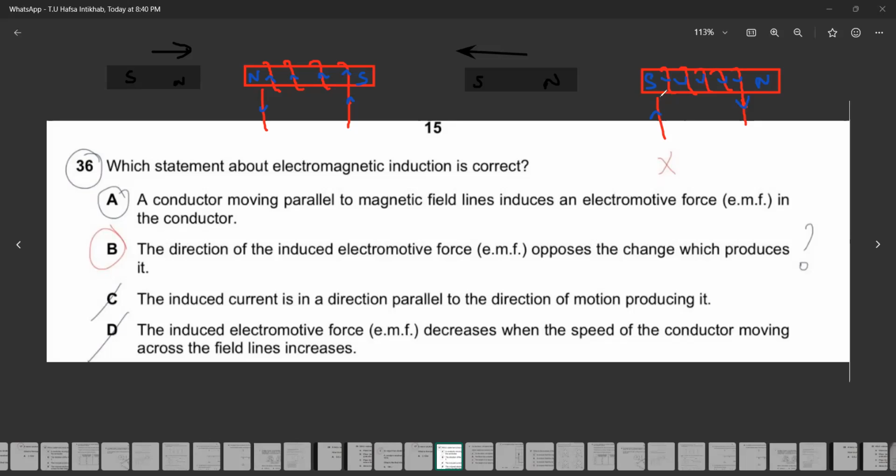The direction of induced current will always be opposite. So the direction of induced EMF always opposes the change in magnetic field. That's why B is the right answer.